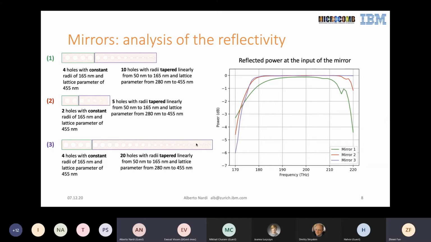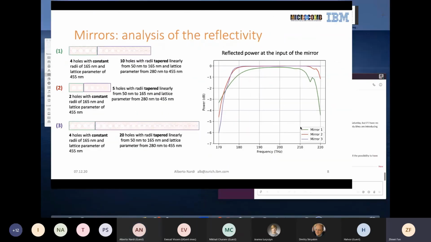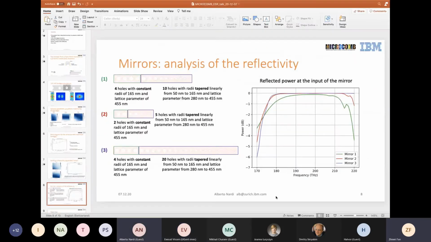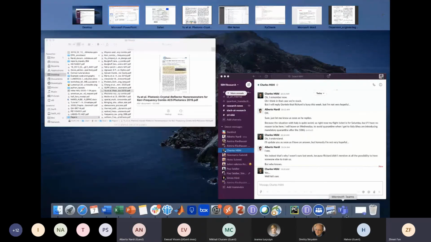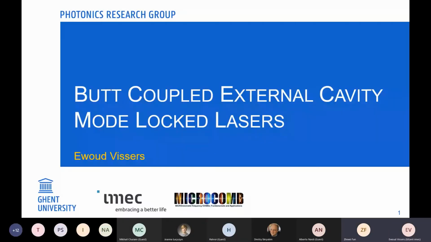All right. Okay, I'm sorry, I need to interrupt you. Maybe you can discuss after this talk. We are a little behind time. So next one is Ewout. Please introduce your talk. The title is Bot Coupled External Cavity Mode Locked Lasers. Yes, please. Now I see my red bar. Now it's fine. All right, perfect.